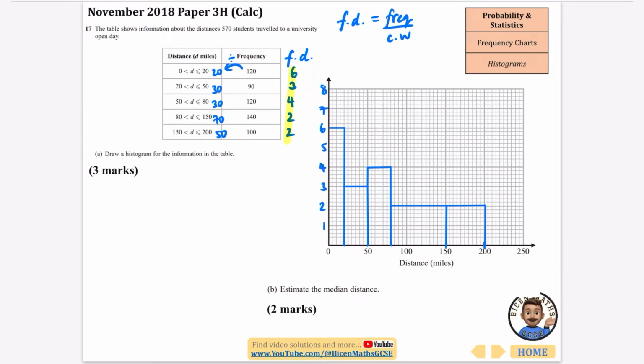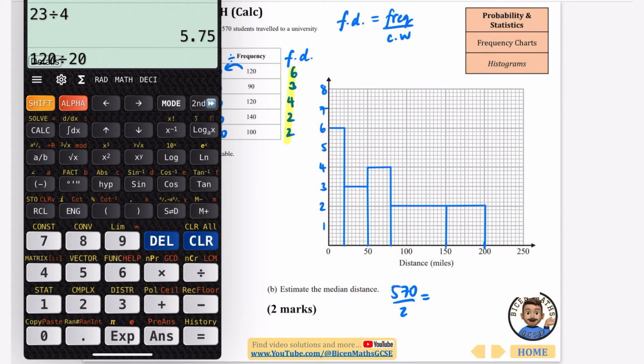It now wants us to estimate the median distance. So there are 570 students. Now you could do the +1 divide by 2, but I'm actually just going to keep it really easy. I'm just going to do 570 divided by 2. Yes, I could do this without a calculator, but it is going to be 285. So I'm looking for the 285th position.